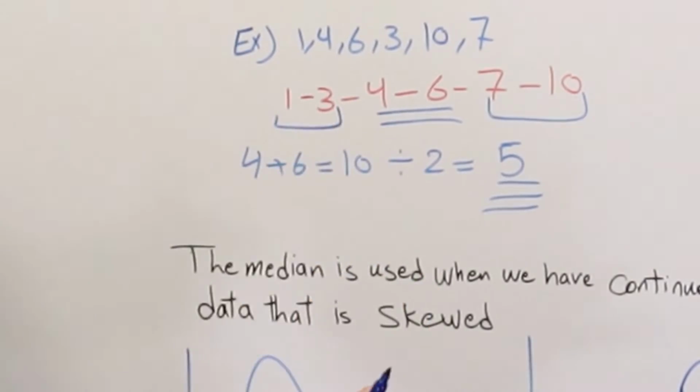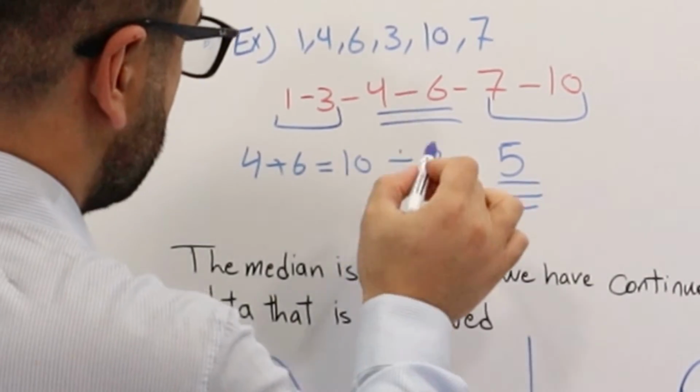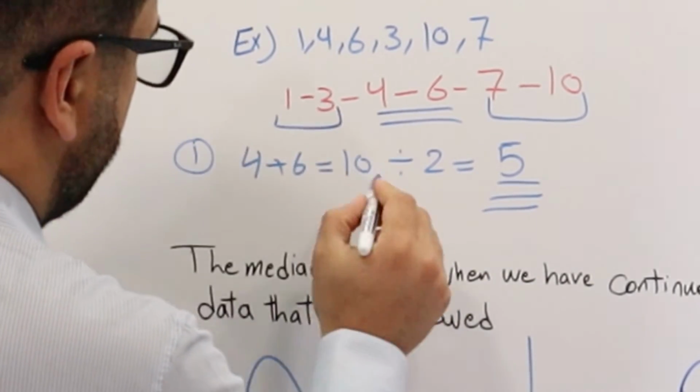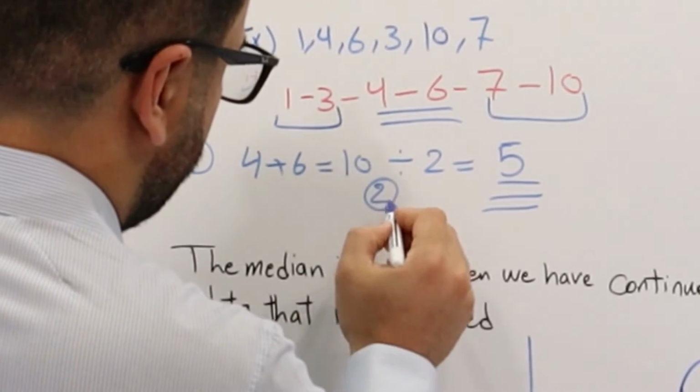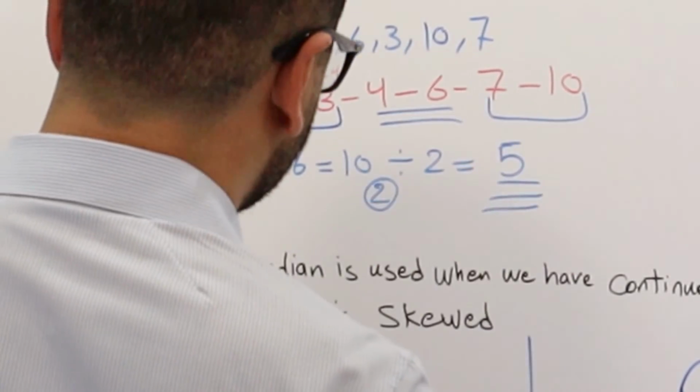So that's how we deal with an even number of values. We take the middle 2 values and add them up, step number 1. Step number 2, we divide by 2. And then the answer is the median.